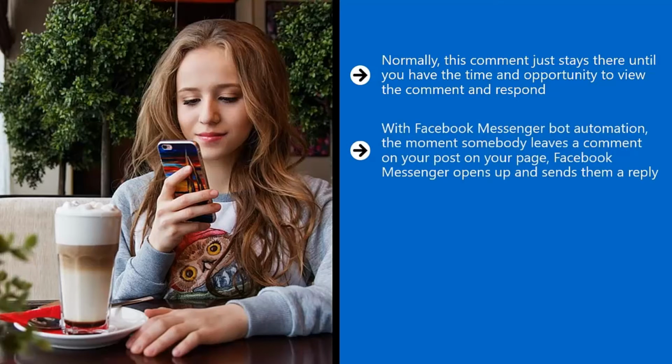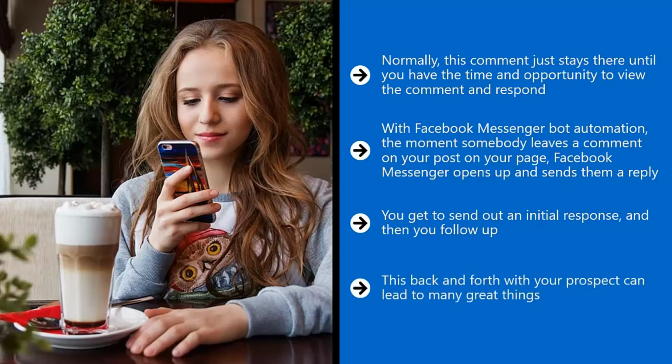With Facebook Messenger bot automation, the moment somebody leaves a comment on your post on your page, Facebook Messenger opens up and sends them a reply. Facebook then allows you, within the span of 24 hours, to send another message. You get to send out an initial response, and then you follow up. After this point, if the prospect likes your response, they can then send another inquiry, and the process repeats itself over and over again. This back and forth with your prospect can lead to many great things.